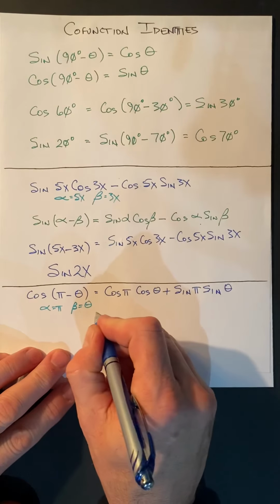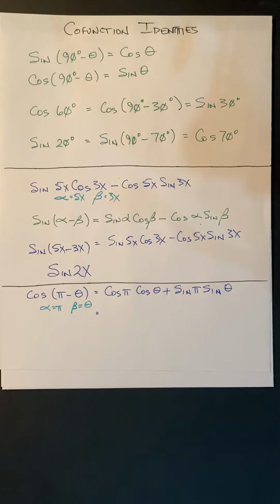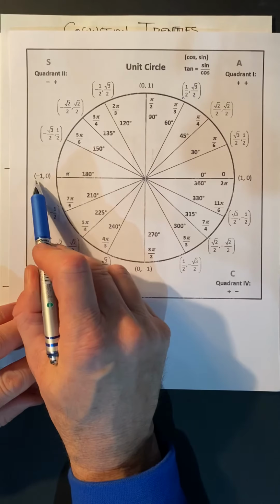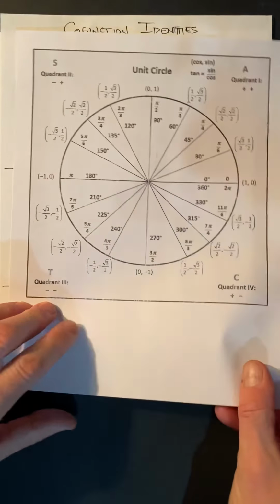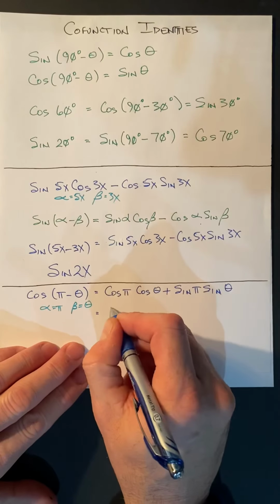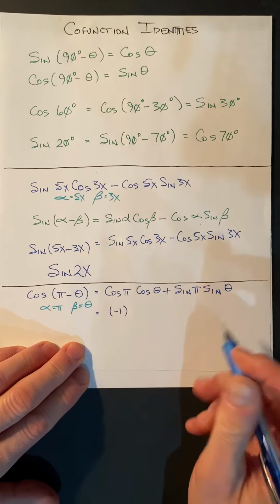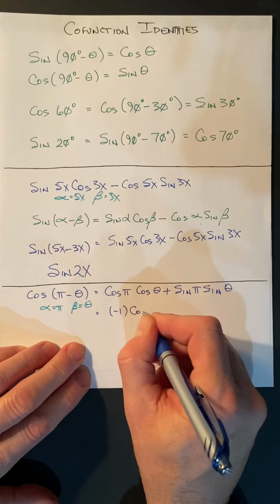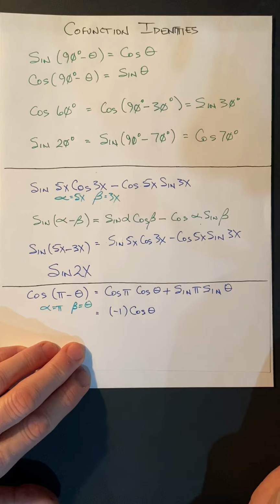Well, what is the cosine of pi? Okay, I look at my unit circle. Here's pi. Cosine of pi is -1. So cosine of pi is -1. Well, I don't know what theta is, so I can't simplify that any.